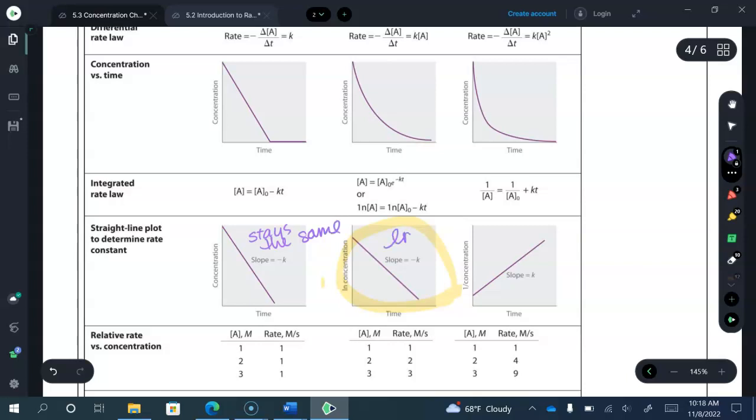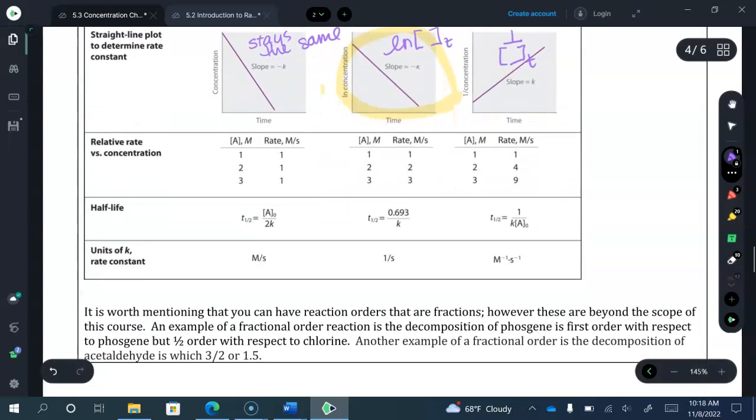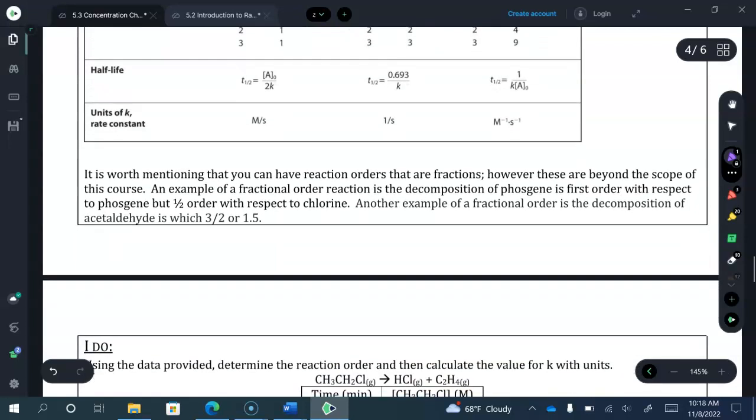This one you have to take the ln of your concentrations at time t. And then over here you take the inverse function of your concentrations at time t to figure out what's happening. Okay, and this just keeps continuing the summary.